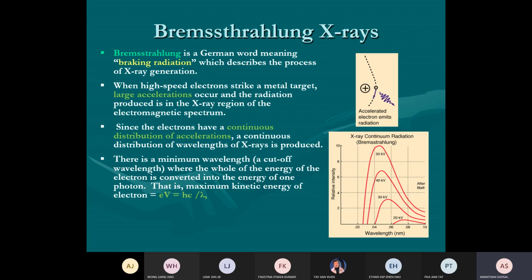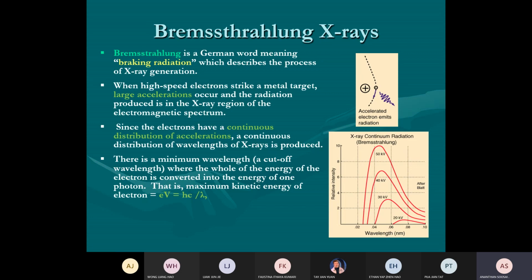How high the frequency of the X-ray is depends on how big the acceleration is. If the acceleration is quite big, when it collides the deceleration is quite big, and the X-ray will have a big frequency. So since the electron has a continuous distribution of acceleration, that means what?